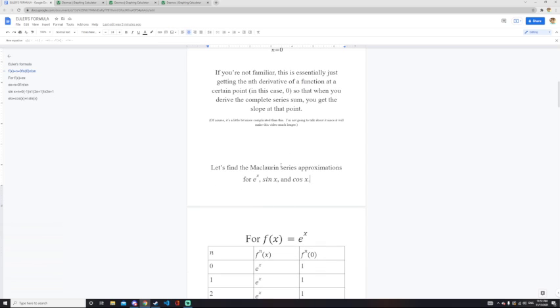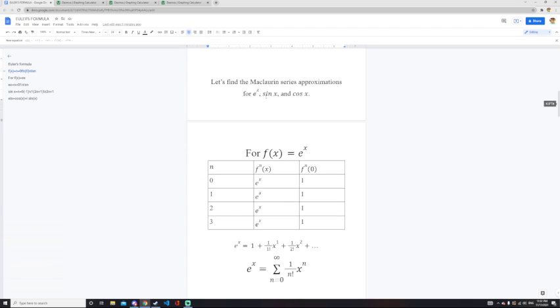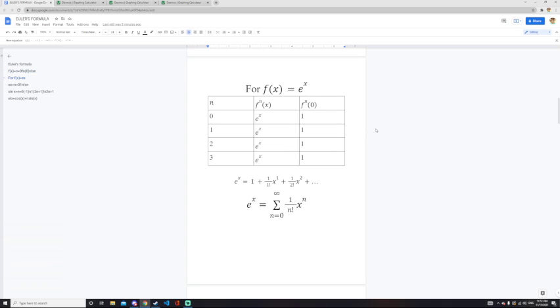But anyways, let's find the series of approximations for e to the x, sine x, and cosine x. All right, so for f of x equals e to the x, let's make a little table for the n. So when n is 0, the 0th derivative of e to the x, or just e to the x, is of course e to the x. And e to the x of 0 is just 1.